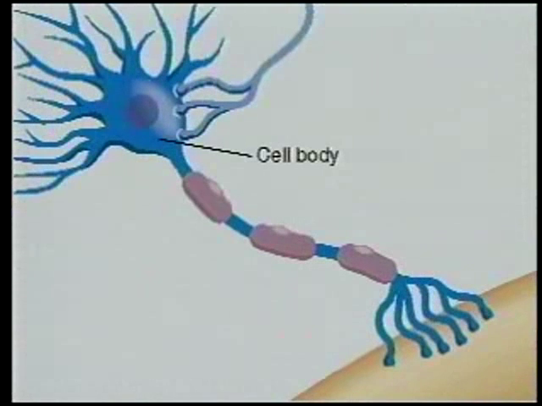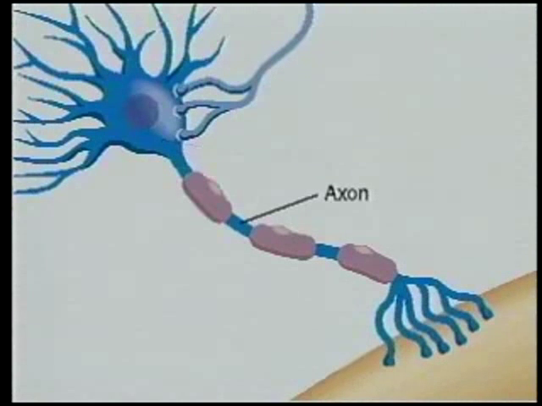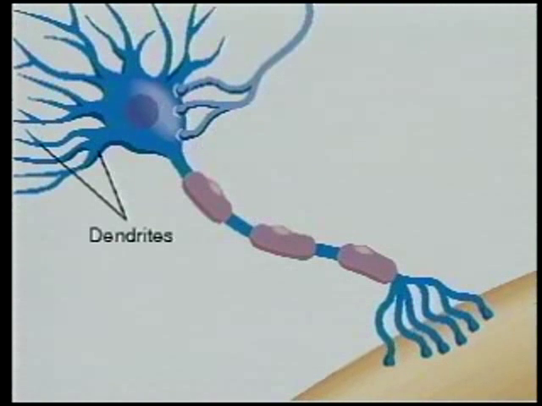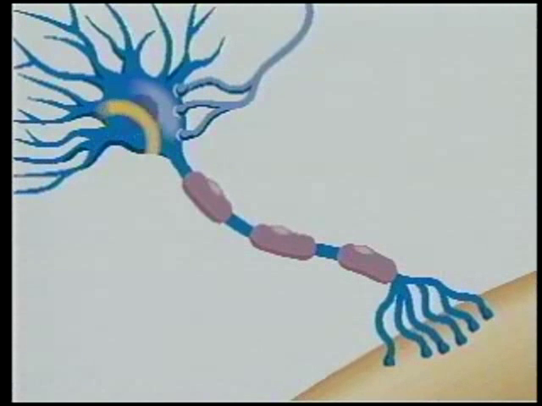All neurons, or nerve cells, consist of a cell body, an axon, and one or more dendrites. Dendrites receive signals from other cells and carry them to the cell body. The axon carries signals away from the cell body and toward other cells.